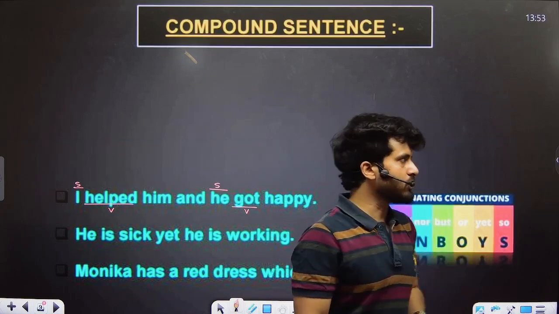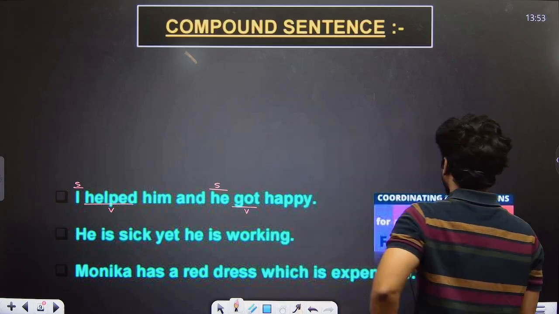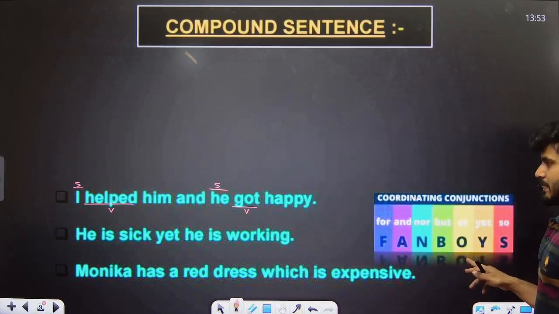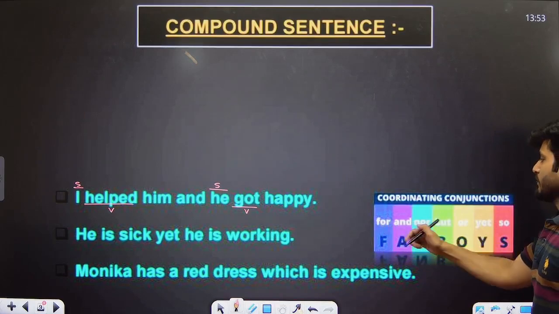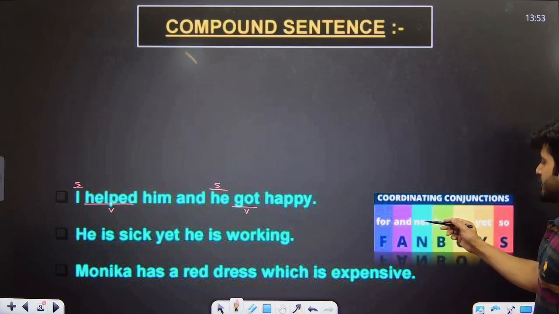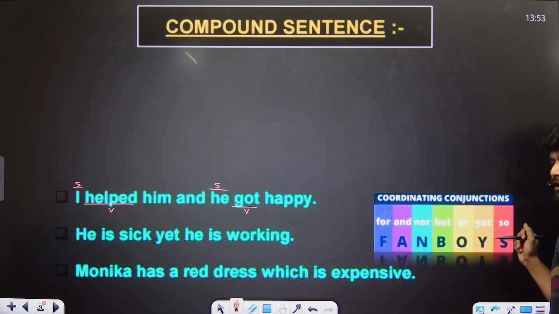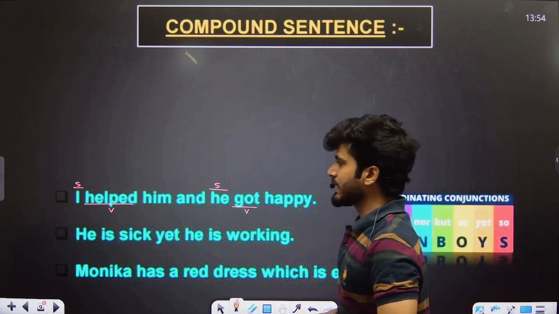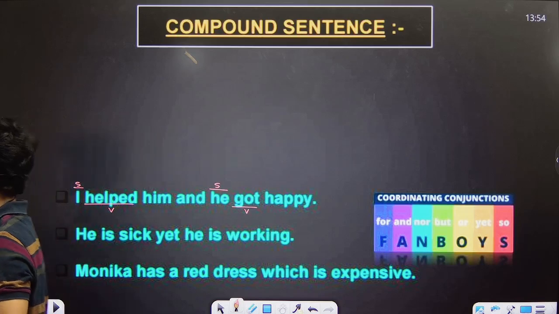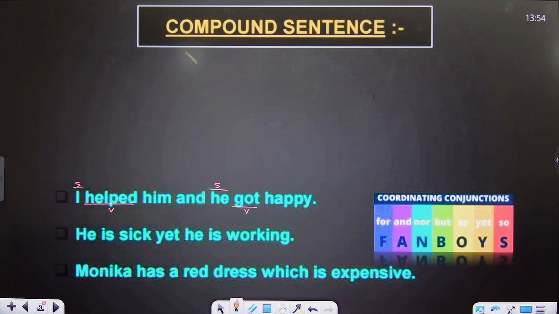In order to remember the coordinating conjunctions, you can use the acronym FANBOYS. F stands for for, A for and, N for nor, B for but, O for or, Y for yet, S for so. Got it? So you can have this in your notes copy. In the second and third also you can note it: one subject one verb, then the coordinating conjunction, then one subject one verb. Specify it in your copy.